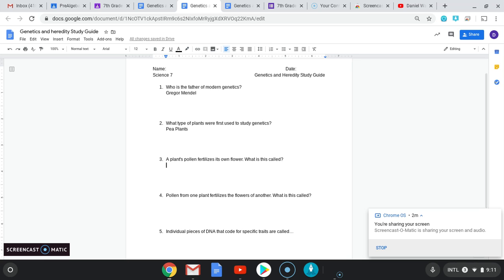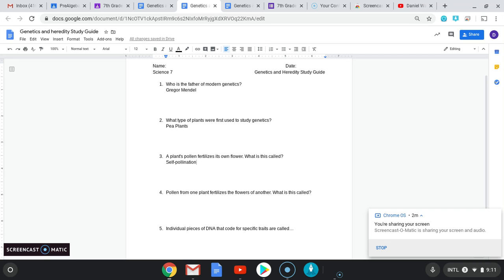Okay. Number three, the question was, a plant's pollen fertilizes its own flower. What is this called? All right, remember, it's fertilizing its own flower. Okay, so there's only one plant involved in the reproduction in this case, so that was self-pollination, right? And that makes sense. Well, I spelled that wrong. Right, because it's fertilizing itself.